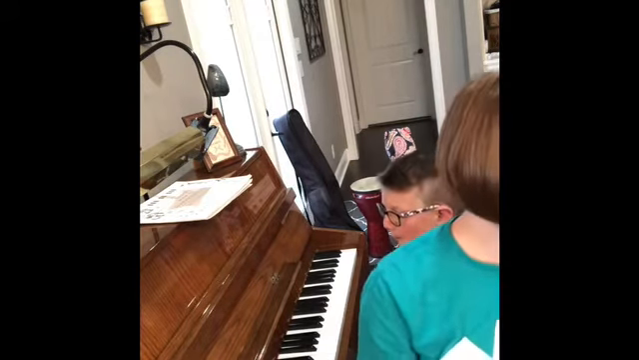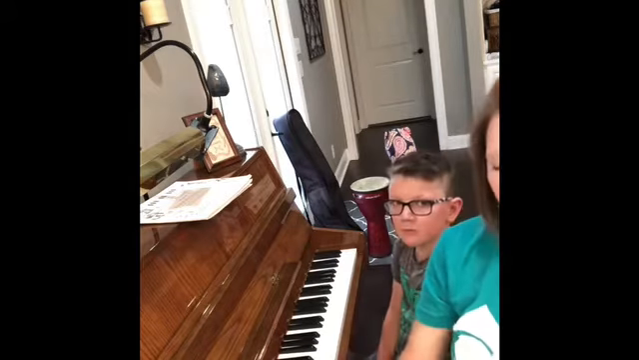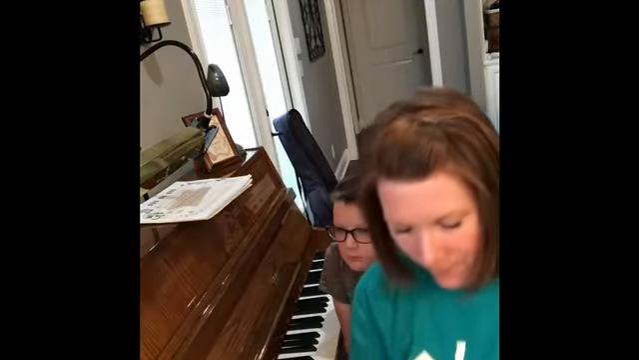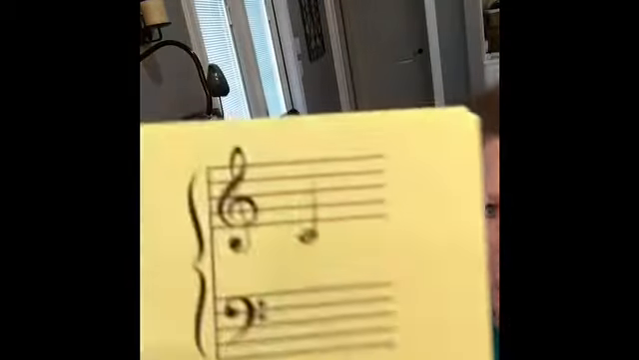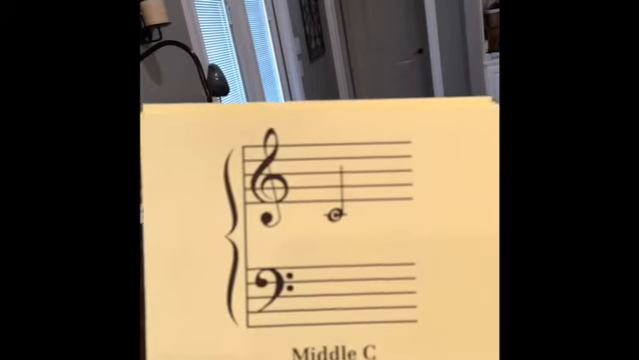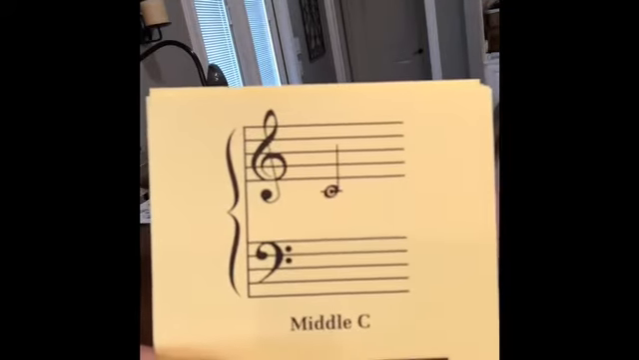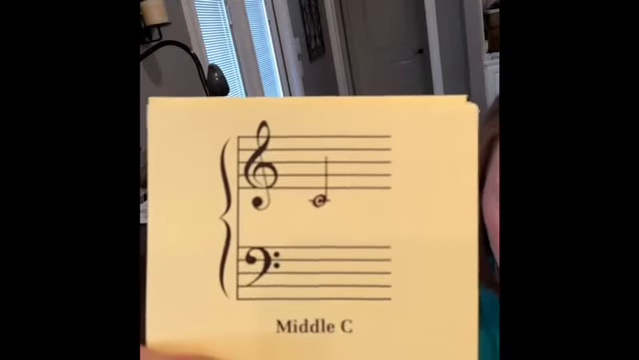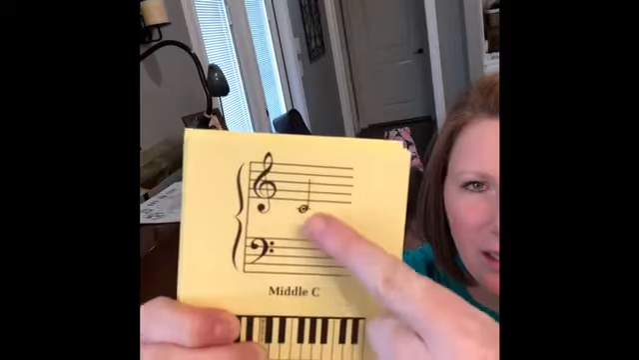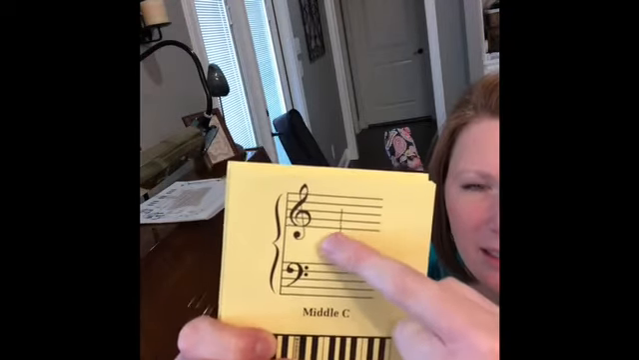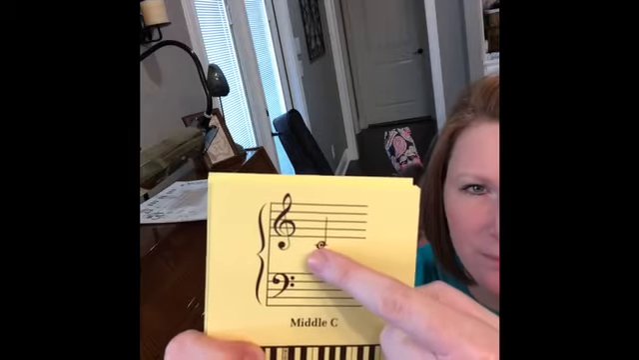Music notation. The music on the staff is kind of like a code, okay? Here's another example. We've got those two symbols, the two sets of lines. And this one's showing you where middle C is, that middle C we just found on the piano. It sits between both of the sets of lines, middle in the middle.